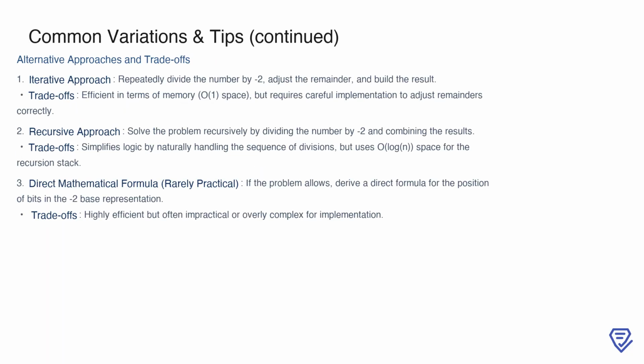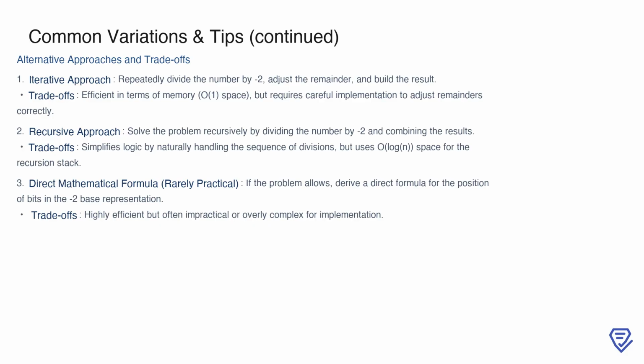There are several approaches to solving the base -2 conversion problem, each with its own trade-offs. The iterative approach involves repeatedly dividing the number by -2, adjusting the remainder as needed, and building the result step by step. This method is memory efficient, using only O(1) space, but it requires careful attention to correctly handle remainders and the corresponding quotient adjustments.